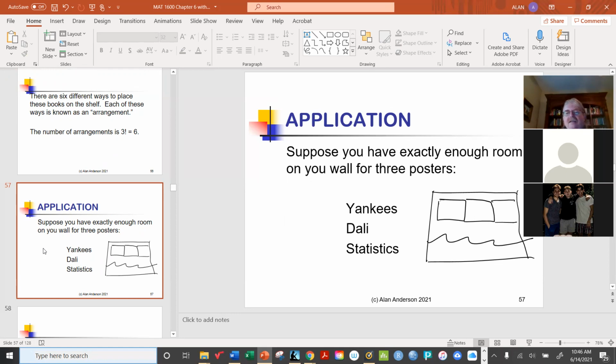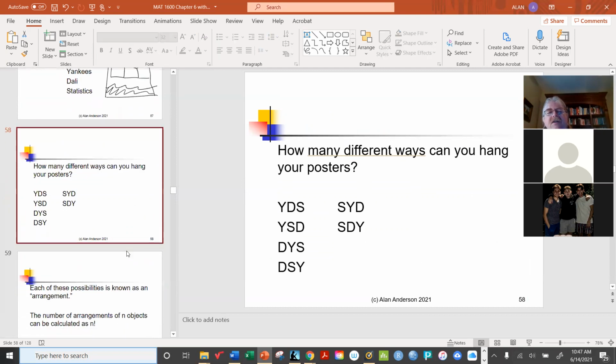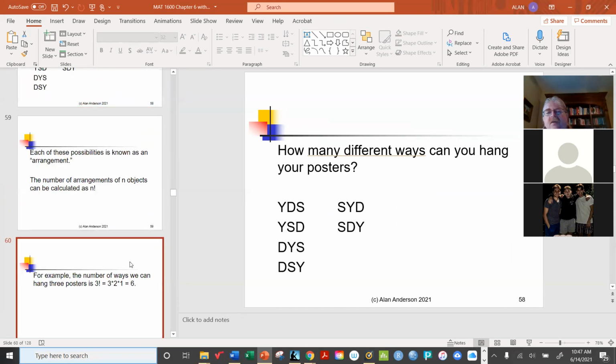All right, this is the stuff on the floor down here. So those are the posters that you own. You have the Yankees, you have Salvador Dali, and of course you have to have a poster about statistics because it's so much fun. How many different ways can I hang these posters? Well, that's the same thing as saying how many ways can I arrange 3 objects? And of course you can make up a list, which I did here, and you see that there are indeed 6 of them. But why go through all that trouble? Now that you know how this works, instead of counting them all like this, you could just say, oh, it's just 3 factorial.